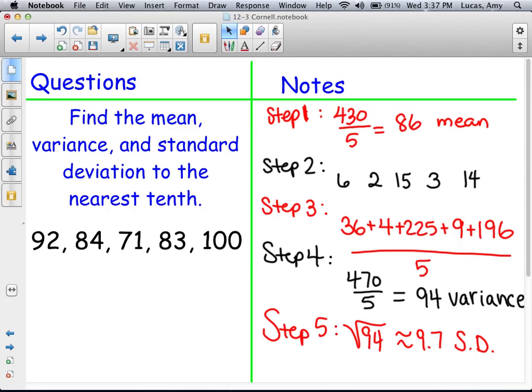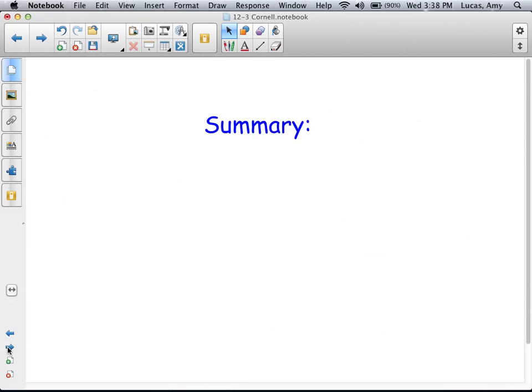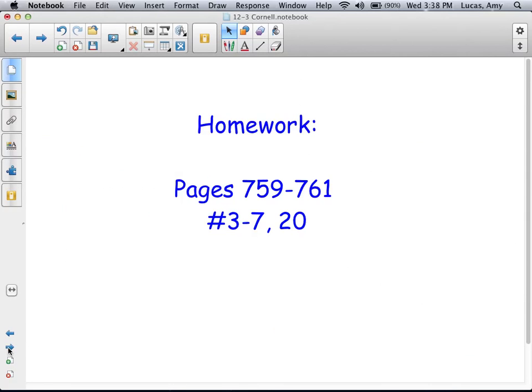Typically, if you're within 1 standard deviation of the mean, you're in a pretty good place. When you're further away, like 2 or 3 standard deviations away, that's when we can be alarmed about your test scores. You should be able to write a summary now, talking about our 3 new types of statistics. And here are your homework problems.